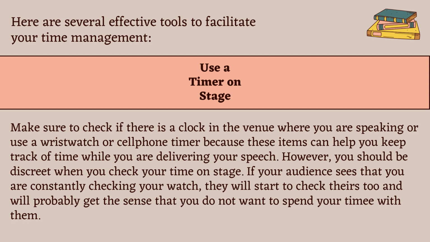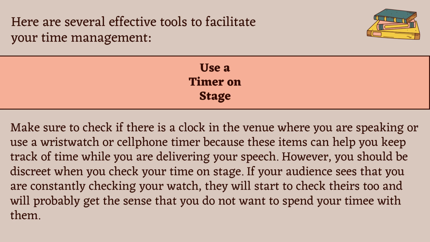If your audience sees that you are constantly checking your watch, they will start to check theirs too and will probably get the sense that you do not want to spend your time with them. To explain it more, we've all been on the receiving end of speeches that overrun. Timing it right means producing and delivering speeches and presentations that stay within the time you've been allocated. This shows respect for yourself, your audience, and the event organizers, as well as demonstrating that you are well prepared.